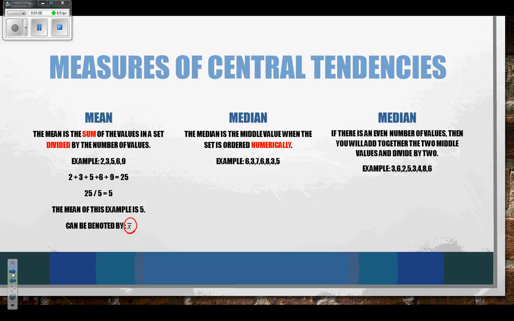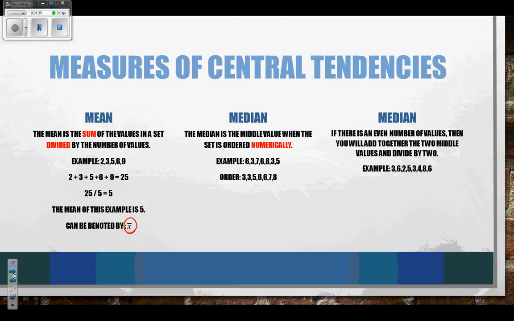The next measure of central tendency that we're going to talk about is called a median. The median is the middle value when the set is ordered numerically. So if we look at this example, first thing we have to check is, are my numbers in order from least to greatest? When I look at these numbers, I know they're not in order, so I have to rewrite them in order. So when I do that, my order should look like this now.